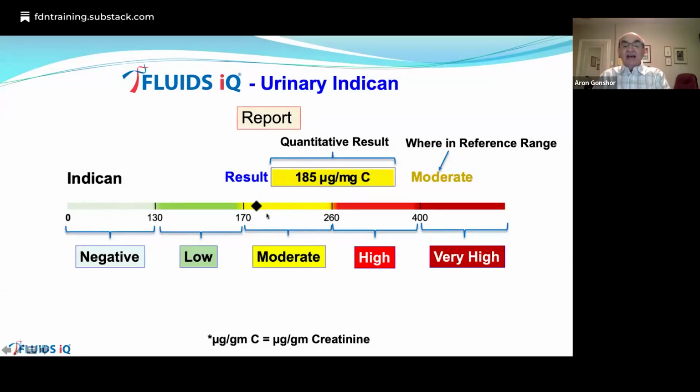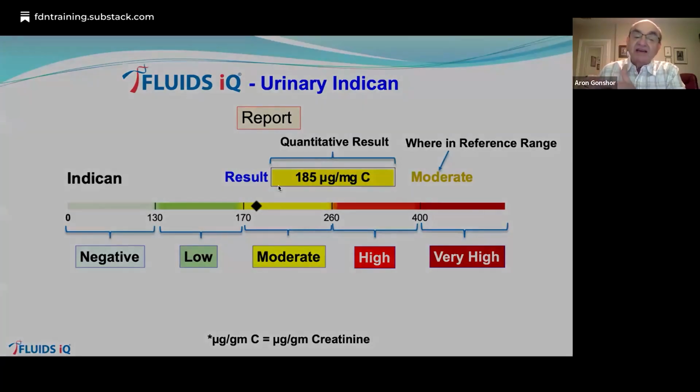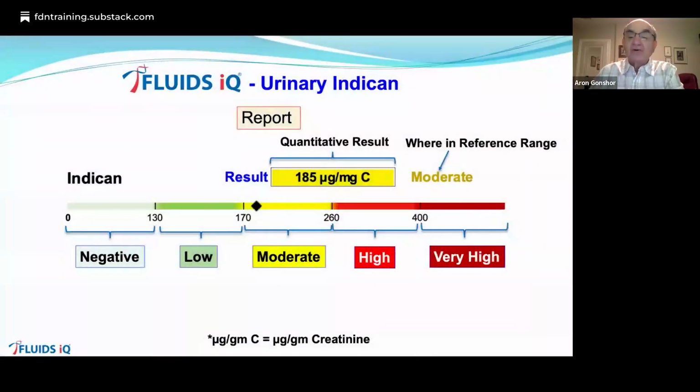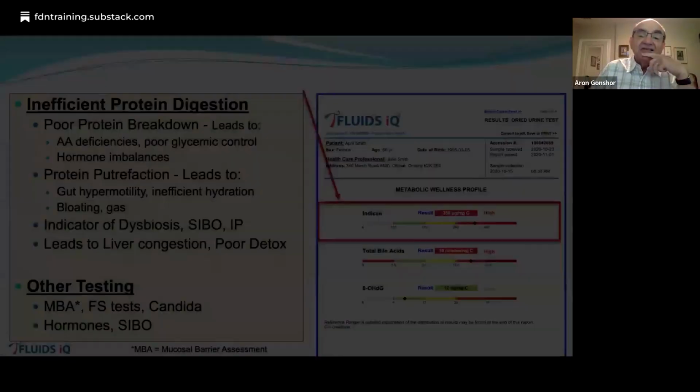And so where does this person sit? He sits in a moderate level of indican, which is being shown up on the yellow box here. It's yellow because he's in the yellow area. And we also put moderate. Where is it in the reference range? It's in the moderate range. What is the actual numerical amount? It's 185 micrograms per milligram of creatinine. Why creatinine? Because you have to base it on creatinine because you're in urine. And we can go over that at a separate time.